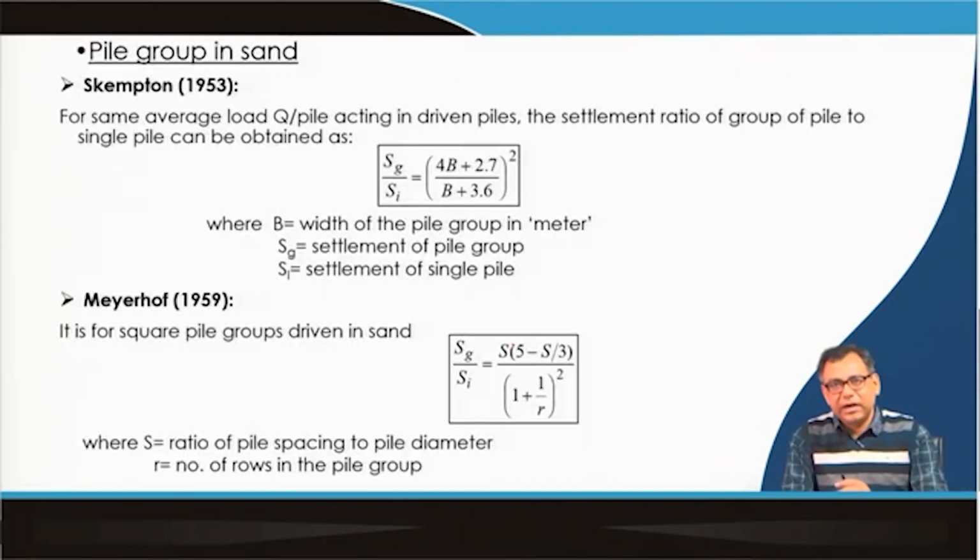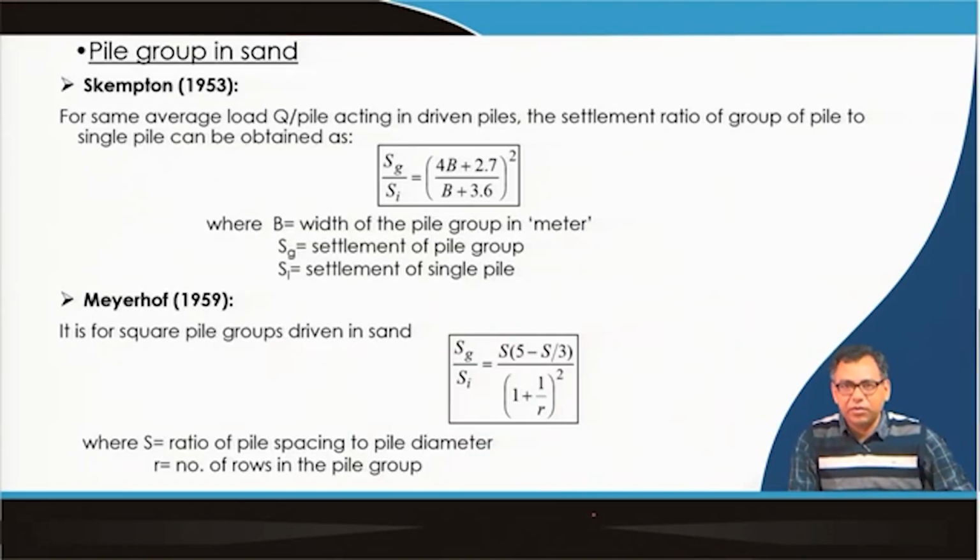So, now pile group settlement also we can determine based on the single pile load test data. Suppose if I know the single pile settlement, then using these equations we can determine the pile group settlement also. So, this is the settlement of the pile group. We can determine it, where Si is the settlement of a single pile and B is the width of the pile group, and this is the equation. Remember that we have to express B in meters.